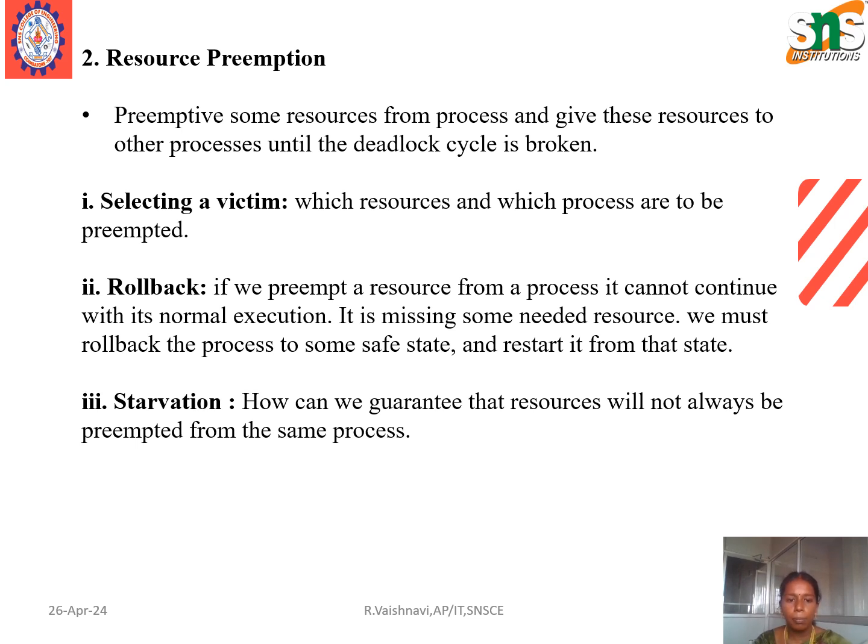The next one, rollback. If we preempt a resource from a process, it cannot continue with its normal execution. Third one, starvation. How can we guarantee the resources will not always be preempted from the same process?